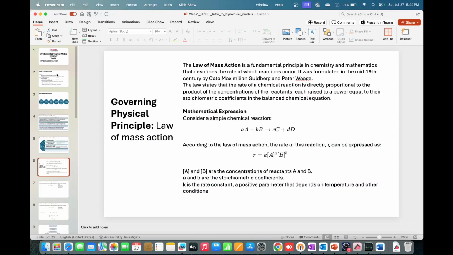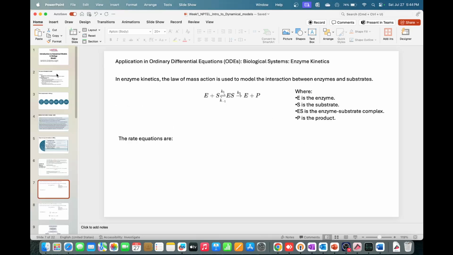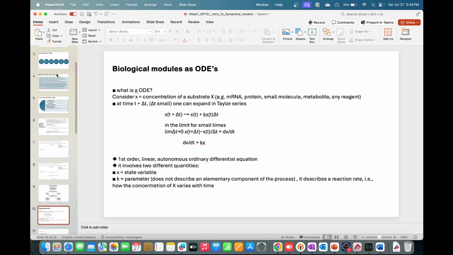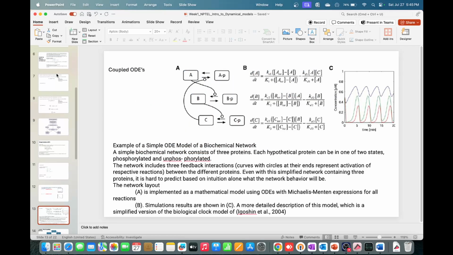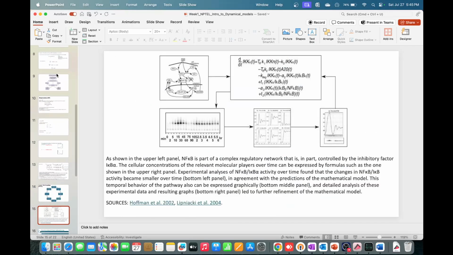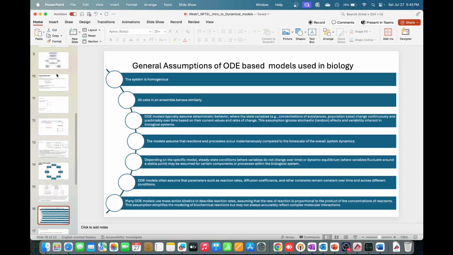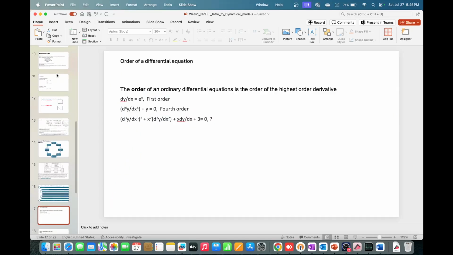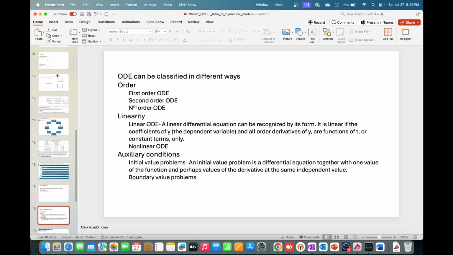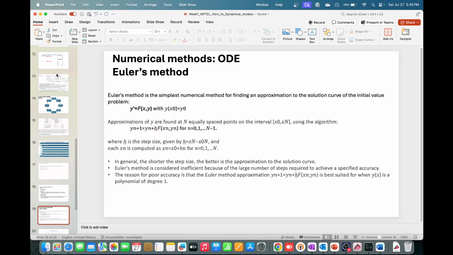Then we studied a little bit about the law of mass action and how we can make ODE models based on the law of mass action for different kinds of biological systems, which includes enzyme kinetics. And after that, we saw how to solve ODEs, simple ODEs, coupled ODEs, and a few examples of NF kappa B signaling and a few coupled ODEs, how they really look in real life. And after that, we solved a few equations for ODEs, and we brushed up on what is an order of an ODE, what is linearity of an ODE, and finally how you can solve ODEs using Euler's method.